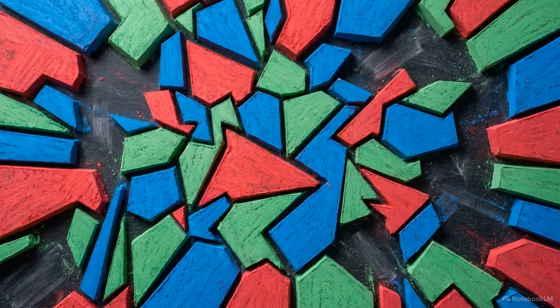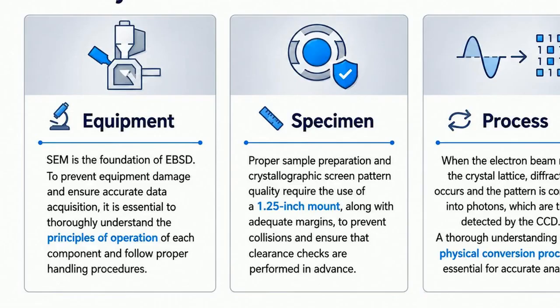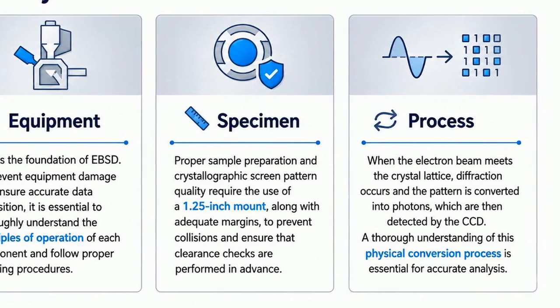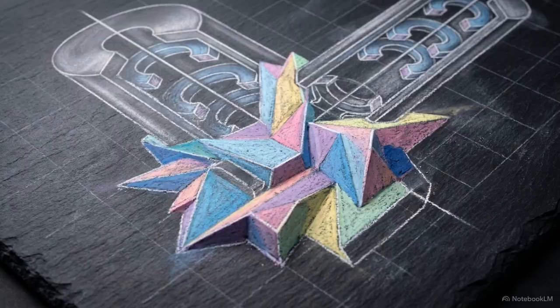At the mesoscopic scale, you must respect the physical vacuum space, utilizing 1.25-inch mounts to achieve the mandatory 70-degree tilt while preventing hardware collisions. And at the microscopic level, you must understand the physics of Bragg diffraction and the physical transduction of electrons into photons to generate an indexable Kikuchi pattern. Operating EBSD as an integrated system of macroscopic optics, mesoscopic geometry, and microscopic crystallography allows researchers to extract the precise structural data required to evaluate advanced materials.